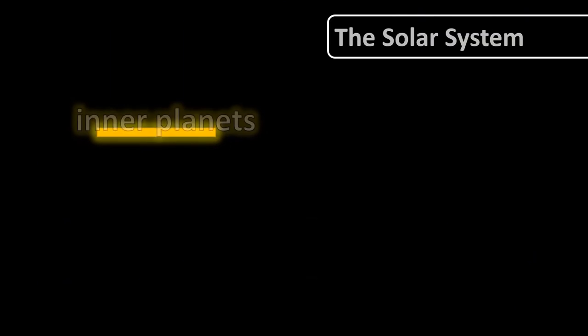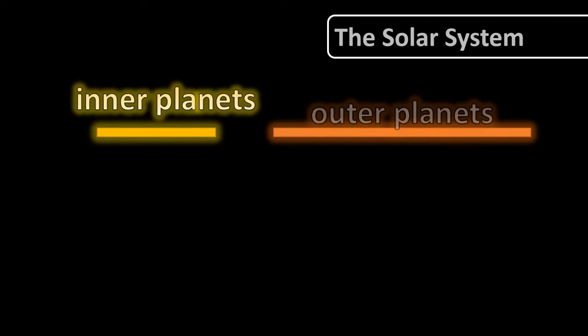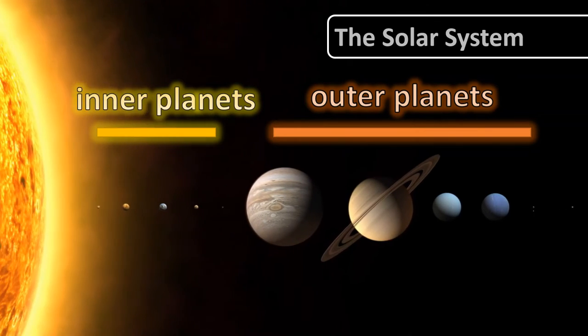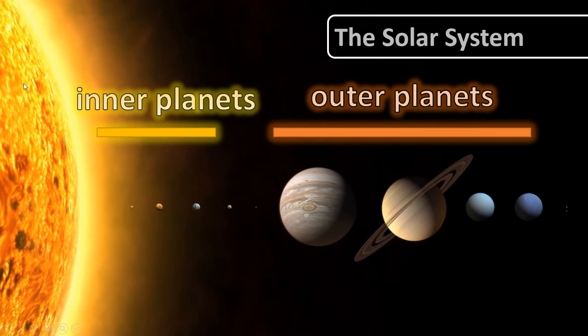So the solar system. Let's break this down into two groups. Here we have the sun. Remember, of course, the sun is not a planet. The sun is a star.